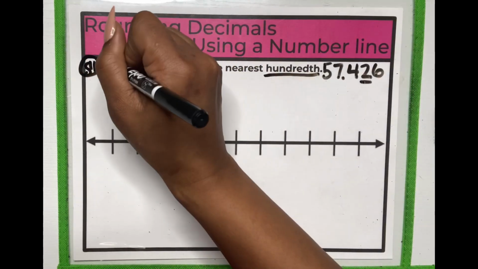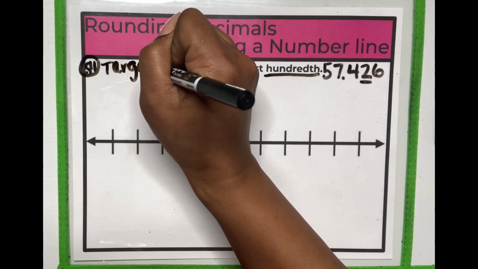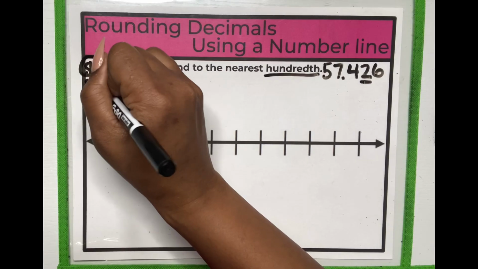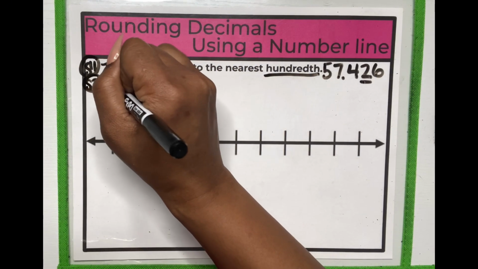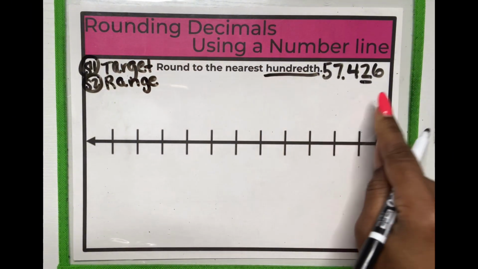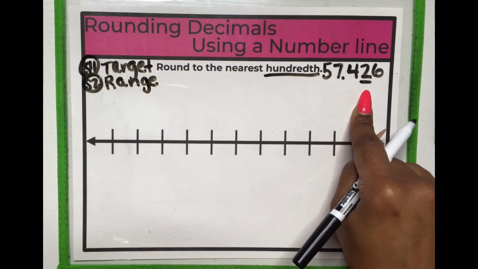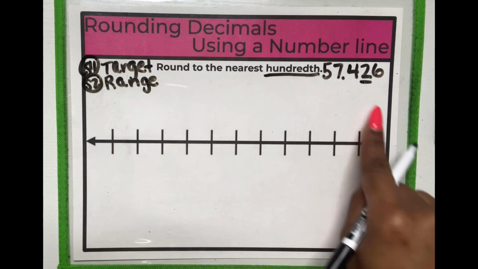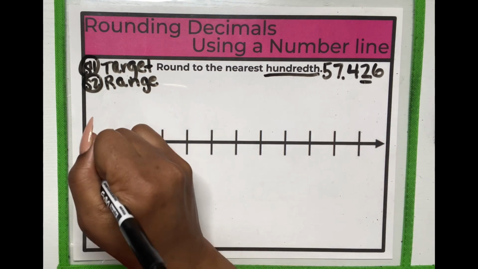So step 1, we identify the target. Step 2, we create our range. We're going to start the range with our target, this 200, so we go from 57 and 42 hundredths up to the next hundredth, which will be 57 and 43 hundredths.